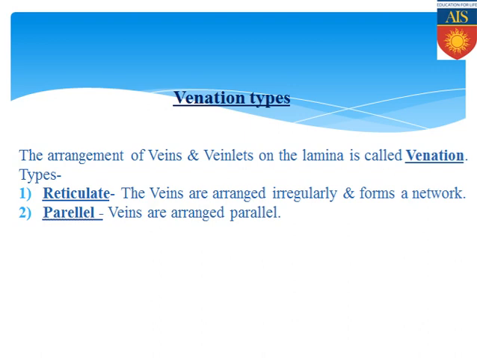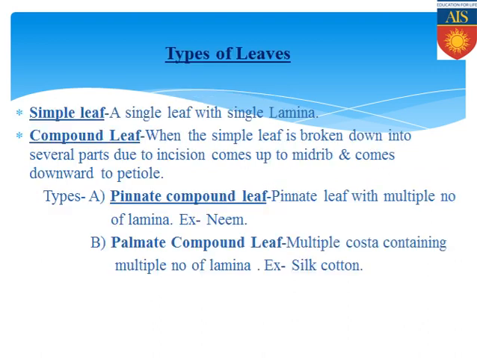Reticulate venation means the veins and veinlets are arranged in such a manner that they form a mesh-like network, and parallel venation is the kind of venation where the veins or veinlets are arranged in such a manner that they are parallel to each other. Always the distance between veins or veinlets is equal, constant. That's why it is a parallel venation.